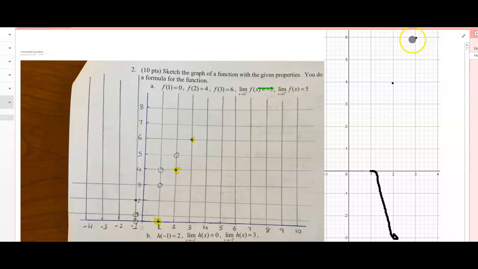So like I said, there's a few different functions that satisfy the given properties. You could do something different. I'm just going to go to this point, and I'm going to say the limit as x goes to 2 from the right is going to be 5. So then I'm going to have maybe an open circle here, at 5, and I'm just going to connect those 2 dots. A lot of different ways to do this, but this graph over here satisfies the 5 conditions here.